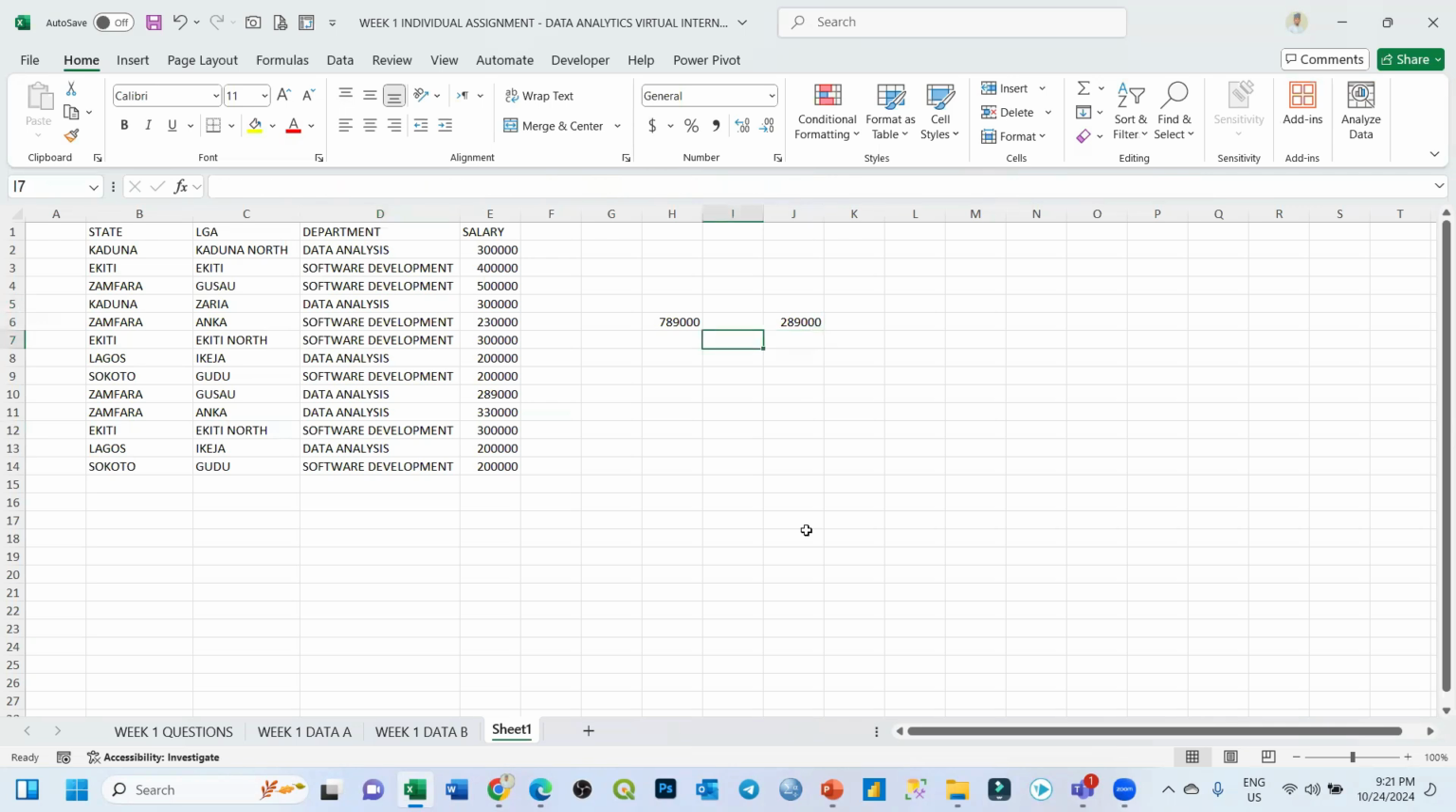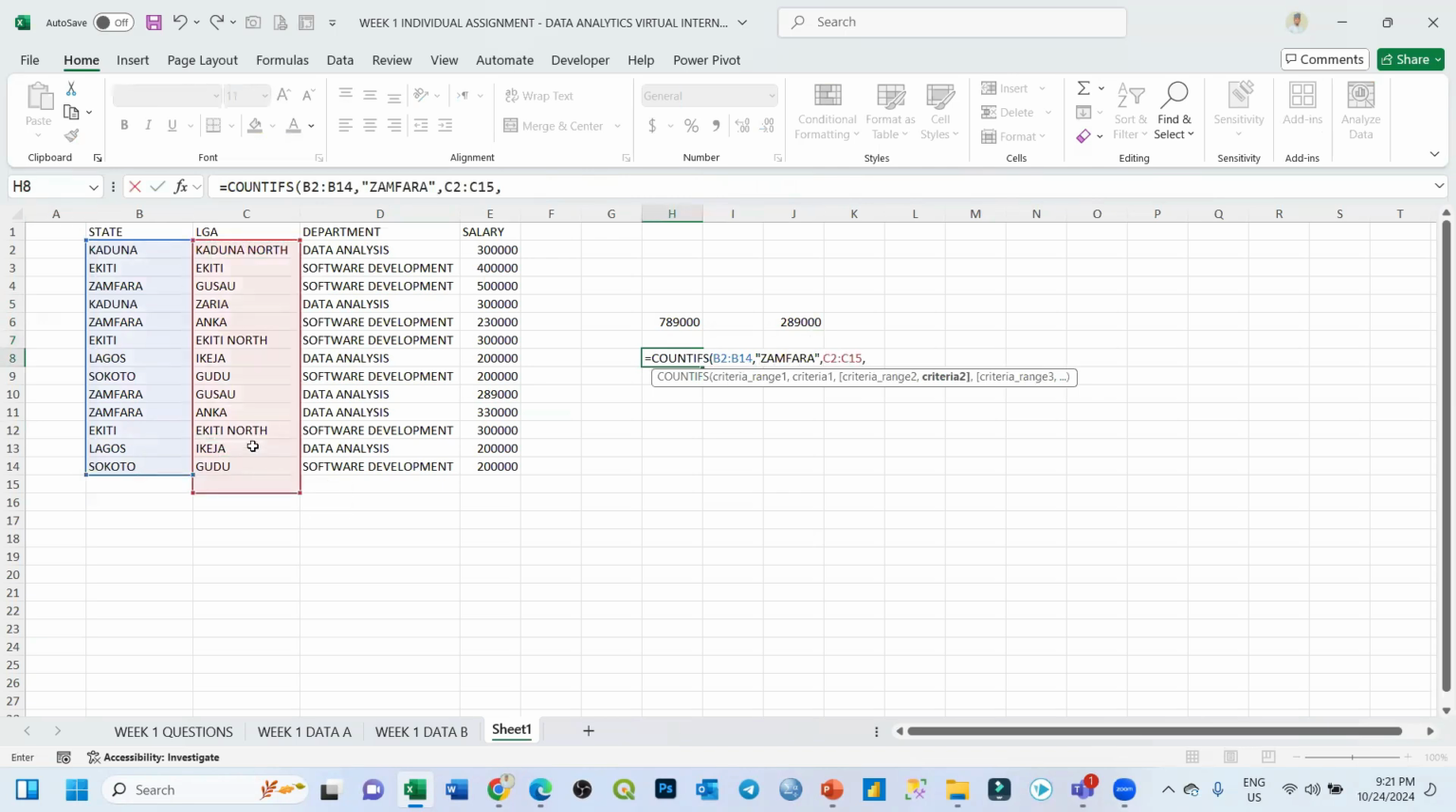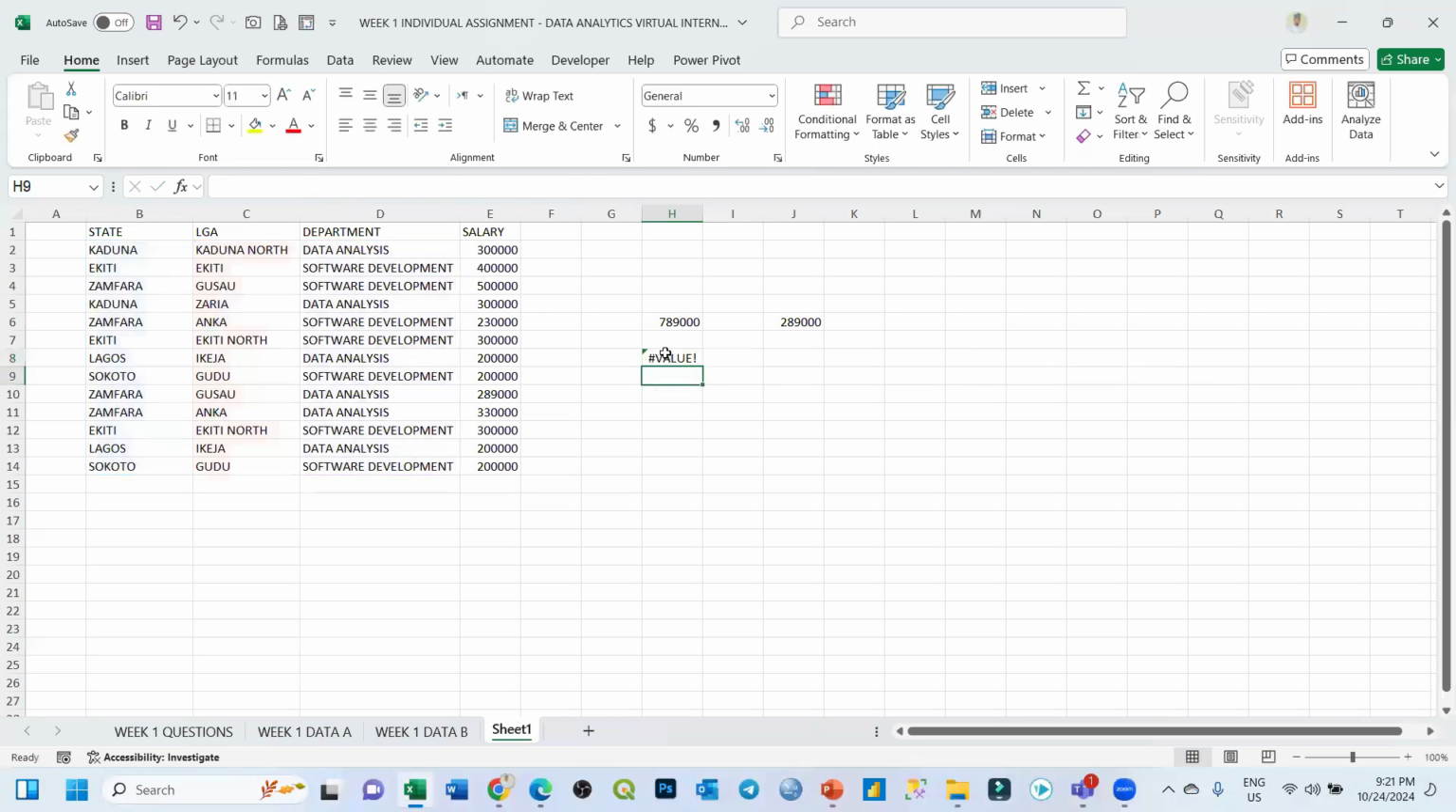So if you want to count it, for example, you can use equals to COUNTIFS, open bracket. Criteria range 1 is this, comma, we are looking for Zamfara. Comma, criteria range 2 is this, comma, we are looking for Gusau. Criteria range 3 is this. We are looking for data analysis. Close bracket, press enter.